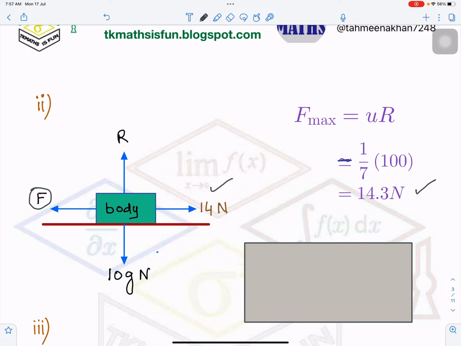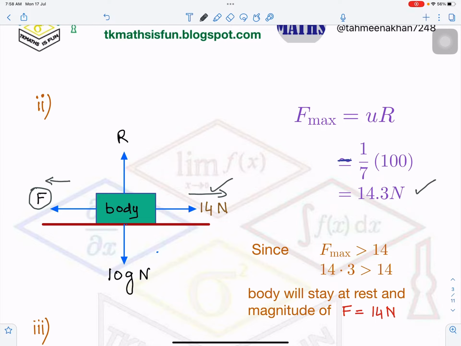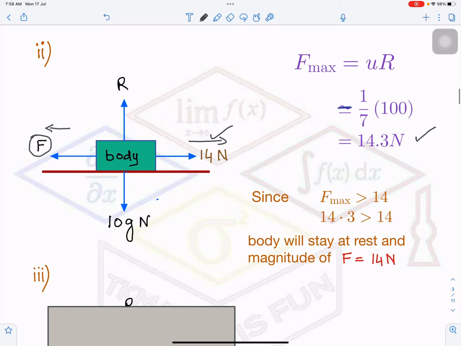Its maximum capacity is 14.3, but is it applying that same force to stop the body, or what is it applying right now? Only 14, because 14 is being applied to move it. So frictional force will act only with the magnitude of 14 Newton, right? And the body will remain at rest because the maximum capacity of the frictional force is greater than 14 Newton, right? So the value of F will be 14.